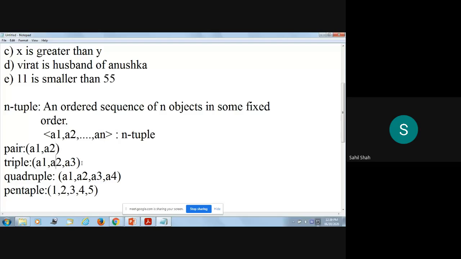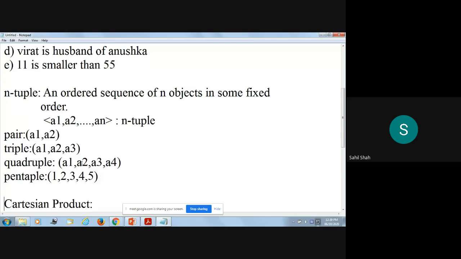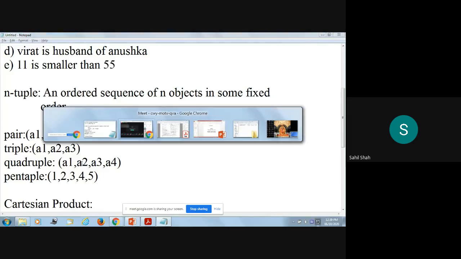If we are having three objects involved in a tuple, that particular tuple will be known as triple, a1, a2, a3. See what these a1, a2 are. These are mere objects. Those can be anything: a number, alphabet, a real person, a non-living object, a city name or anything as such. Quadruple, a tuple which is involving four objects. Pentuple, a tuple involving five different objects. In general, if I am having n different objects, this will be known as n tuple. Getting the things? Am I clear up to this point?